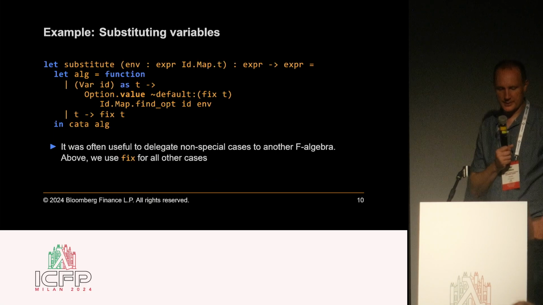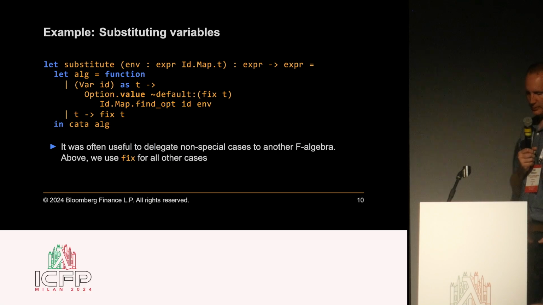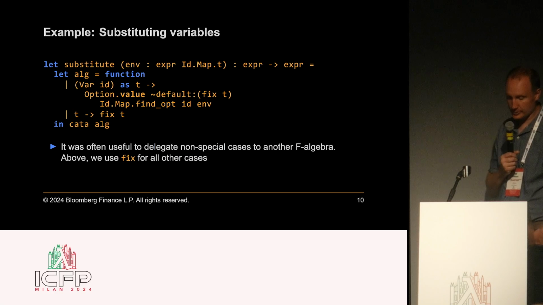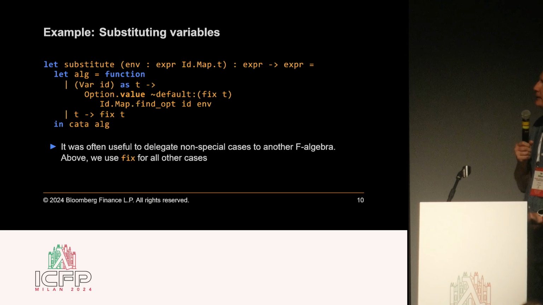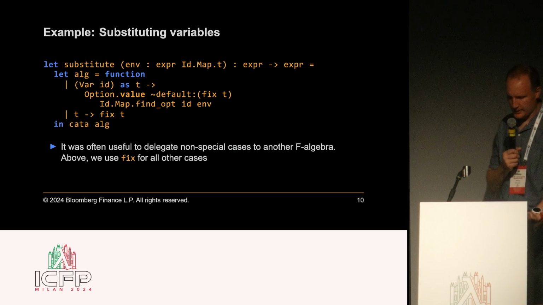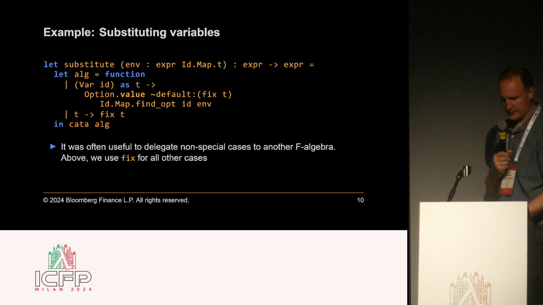So let's have an example. This example is substituting variables. It's a fold, but it's defined in terms of an algebra, and it takes an environment. When it encounters a variable, it will look in the environment and replace it if it finds it. And then for all other cases, we delegate to fix. And actually, it's often useful to delegate like this.